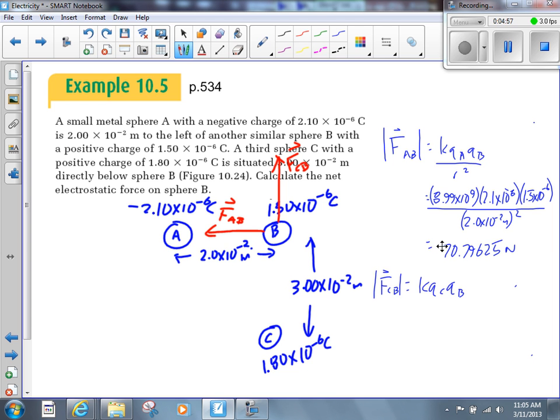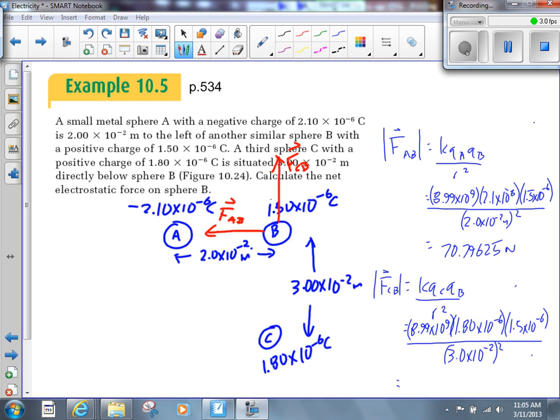k QC QB over r squared. This time the distance separating them is going to be 3.00 times 10 to the minus 2. And once again, don't forget to square that, the most common mistake that people make on these problems, forgetting to square that distance. I get 26.97 when I do that. Anybody else get that?